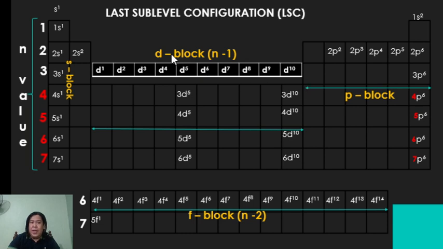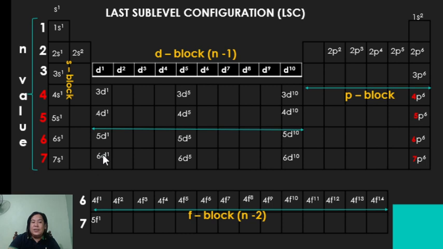But this time, if the element belongs to the D block, your n value will be subtracted by 1. So, saan mag-i-start ang D block? Sa ang period or energy level. Mag-i-start ang D sa 4, 5, 6, and 7. So, ito ibig sabihin niyan, n minus 1, 4 minus 1 is 3. Kaya ito magiging 3D1. Yan, 4D1.